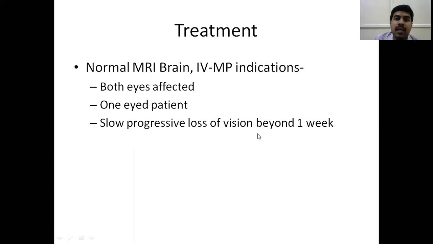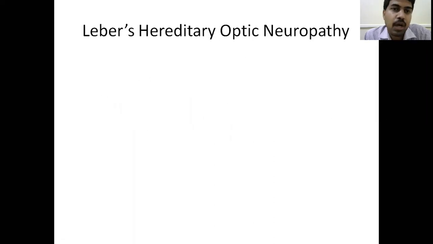And similarly, if the vision loss is progressing even beyond 1 week. I told you in optic neuritis, usually up to 1 week the vision loss is there. After 1 week, there should be no more vision loss. If the vision loss is progressing beyond 1 week, then again you have to start him on IV methylprednisolone. These are the indications. But in practical terms, during my PG days, I have almost seen every patient started on IV methylprednisolone. Okay. So that was about optic neuritis.